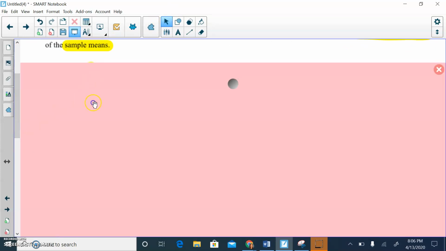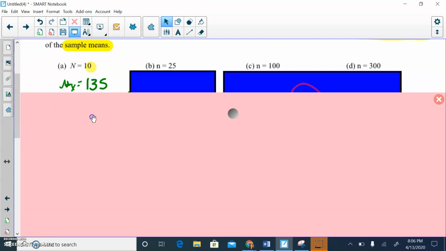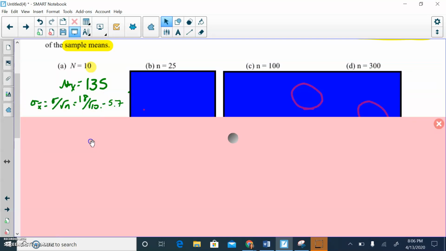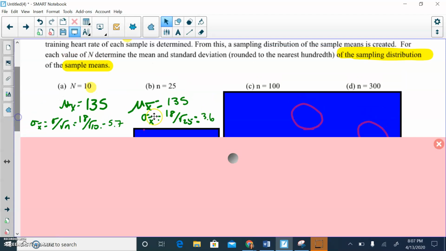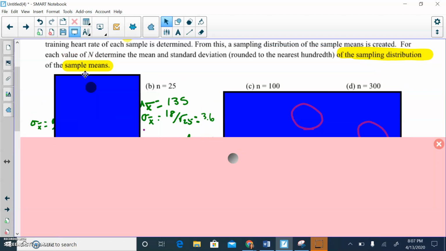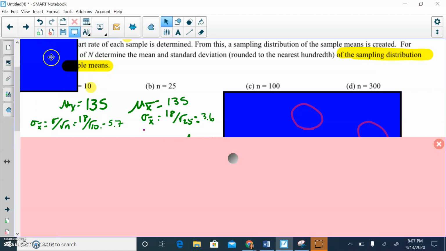So the first one, we have a mean of 135. The center stays the same. And then your standard deviation is going to be sigma over root n. Our original standard deviation is 18. We're going to divide that by root 10 because it's our sample size, and we get 5.7. Similarly, in the next one, we have n equals 25, so our mean is still 135, but now the denominator becomes root 25, and so our standard deviation, if you take samples of size 25 instead of size 10, goes down and becomes 3.6. Go ahead and try out the other two on your own.